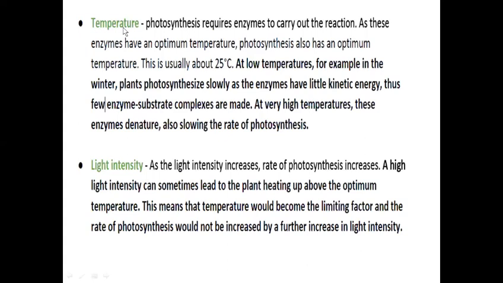Another factor you can see here is temperature. Photosynthesis requires enzymes to carry out the reaction. As an enzyme has an optimum temperature, photosynthesis also has an optimum temperature. This is usually about 25 centigrade. It means that if the environment temperature is 25 centigrade, it is the best temperature for the working of the enzyme.